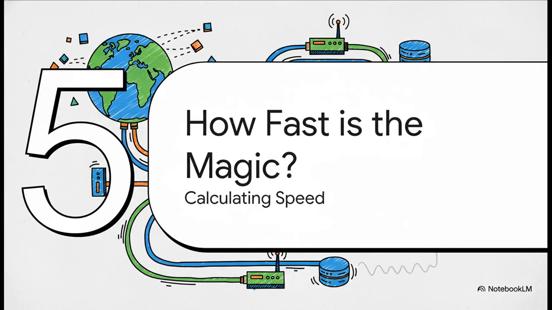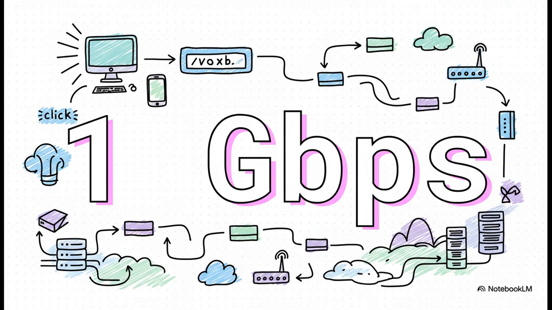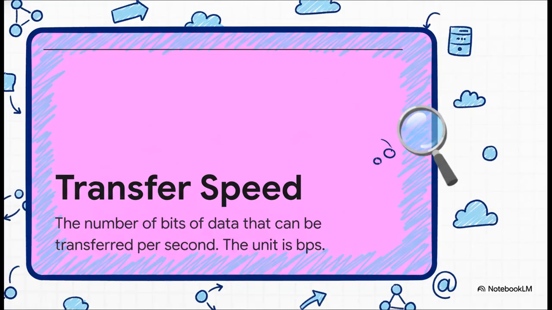So we've covered the what and the how, but maybe the most mind-blowing part of this whole thing is the speed. I mean, this entire super complex process, the address lookup, chopping up the data, the journey across the world and back again, it all happens in the blink of an eye. You've probably seen speeds like this advertised, right? 1 gigabit per second. It sounds fast, but what does that actually mean when you're just trying to load a web page?